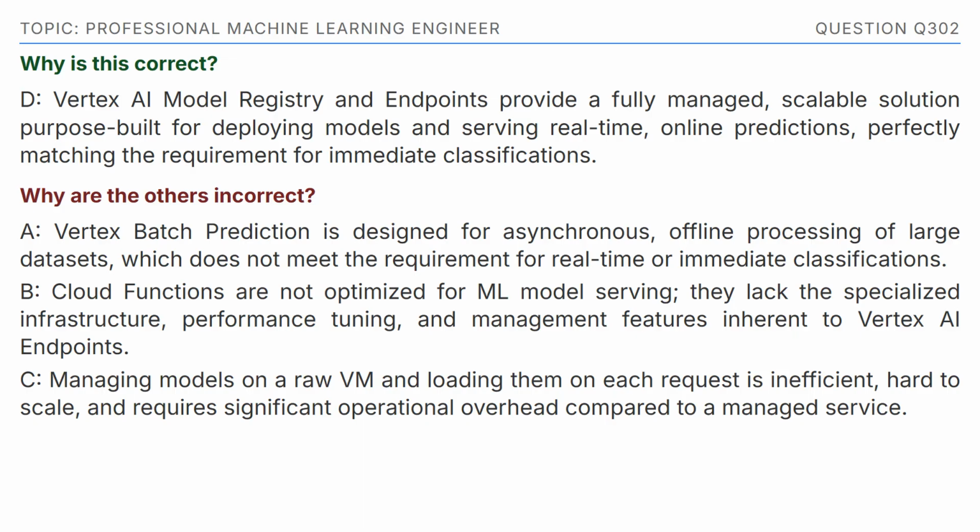Why are the others incorrect? A. Vertex batch prediction is designed for asynchronous, offline processing of large datasets, which does not meet the requirement for real-time or immediate classifications. B. Cloud functions are not optimized for ML model serving, they lack the specialized infrastructure, performance tuning, and management features inherent to Vertex AI endpoints. C. Managing models on a raw VM and loading them on each request is inefficient, hard to scale, and requires significant operational overhead compared to a managed service.